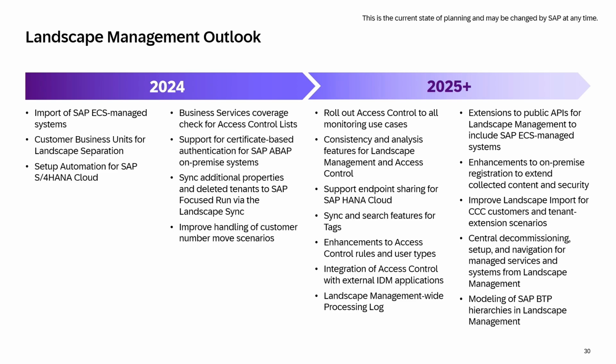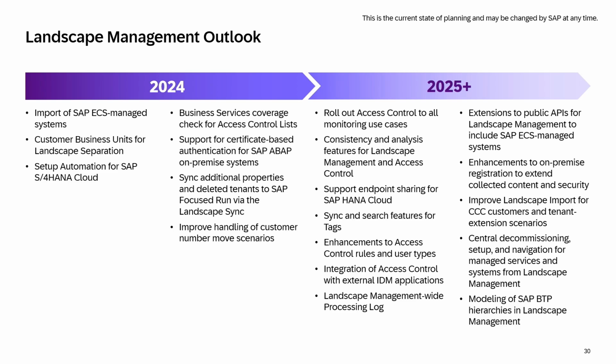We also plan to build consistency and analysis features for access control. We want to support the sharing of endpoints where it's technically possible. Right now, for example, if you have Ariba sourcing, Ariba Network, managed gateway for spend and network, they are all living in the same data center. So in theory, you're creating the same endpoints 3 times. This is something we want to address.